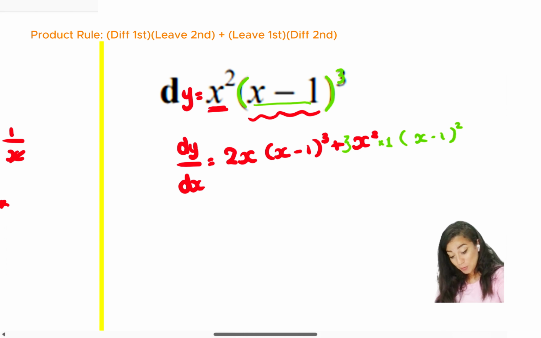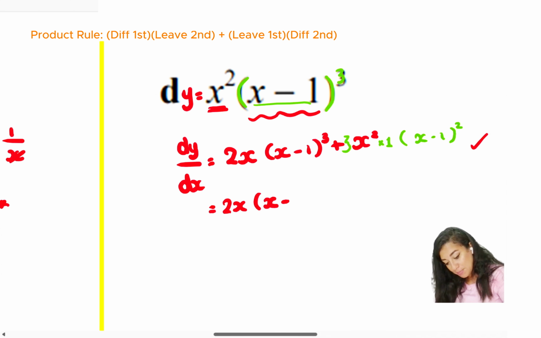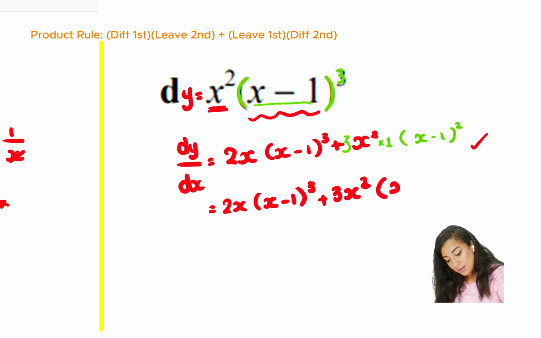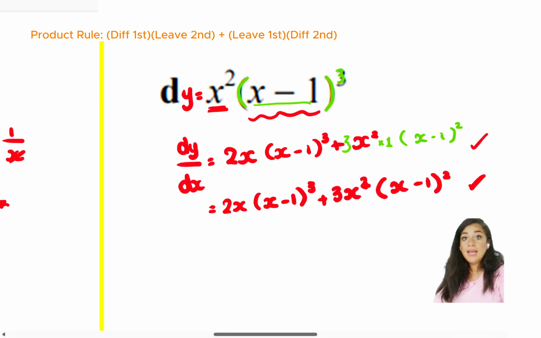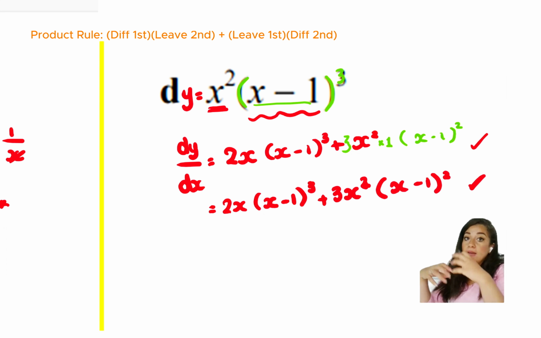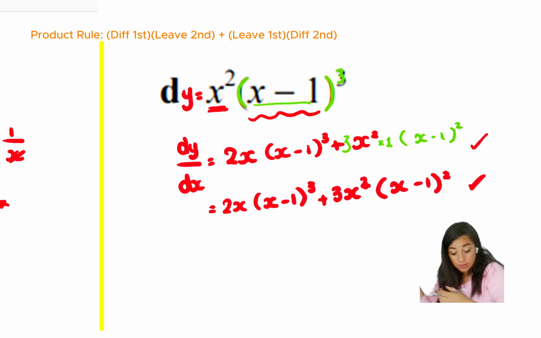Product all done. All I have to do is, so equals 2x, x minus 1 all cubed, plus 3x squared times 1 is 3x squared. And then x minus 1 all squared. And I'm done. If I wanted to factorize out as well, I could do that in this question as well.